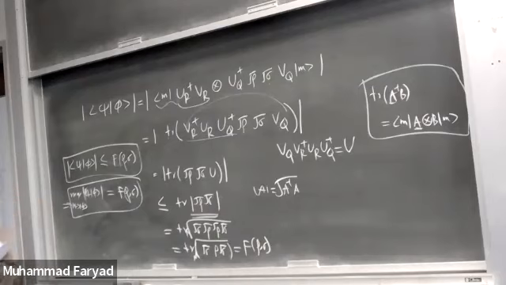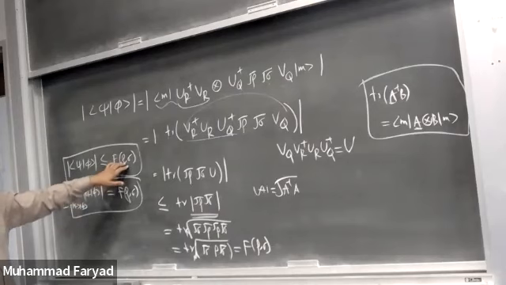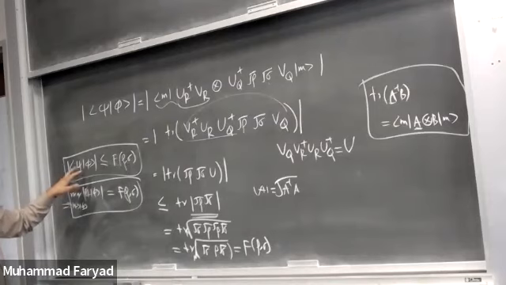ठीक है, so theorem ये कह रहा है कि the fidelity of this subsystem states is an upper bound for the magnitude of the inner product between the corresponding pure states of those super systems, of those joint systems, bigger systems.